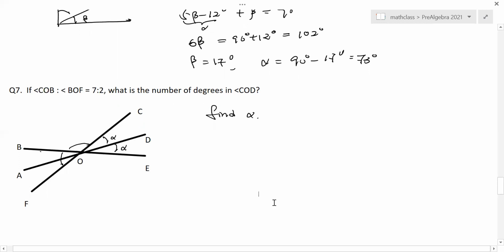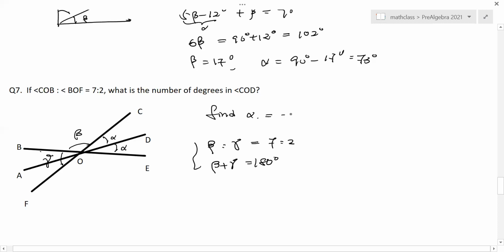All right, so let's draw the picture here. I think if we can find out, I'm going to call this one beta, and I'll call this one gamma. So we are given the following information: beta to gamma equals 7 to 2. But we also know that beta plus gamma is 180 degrees. So we just need to find gamma.